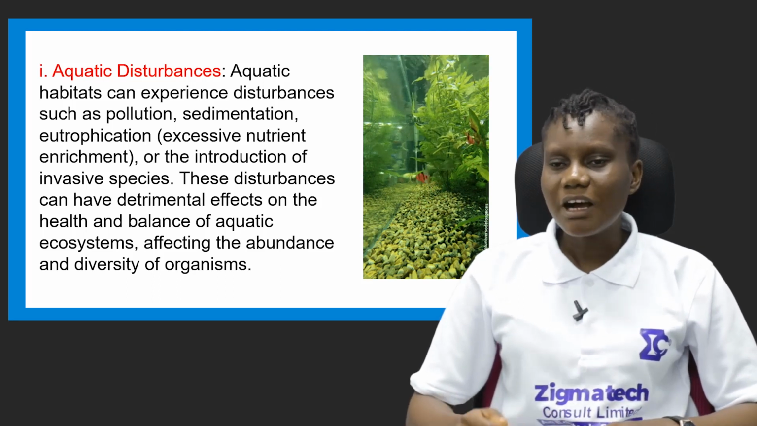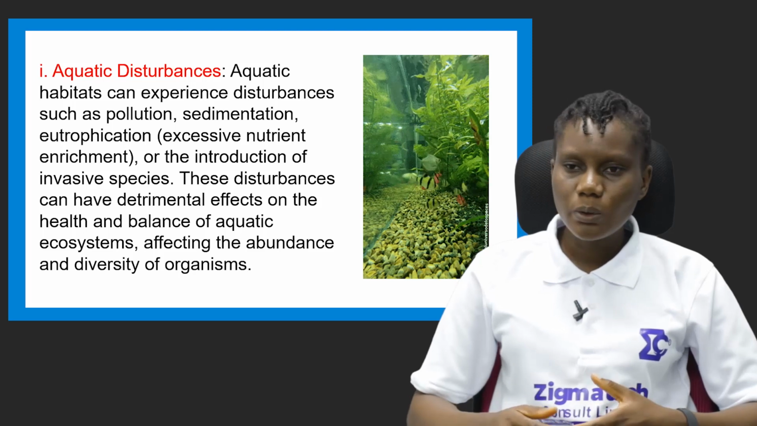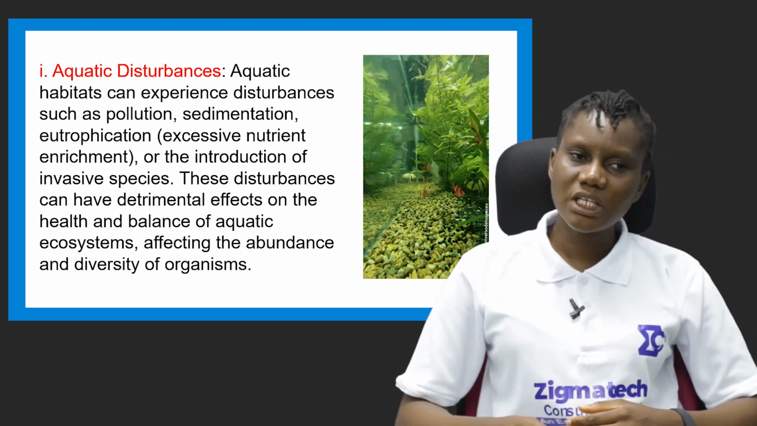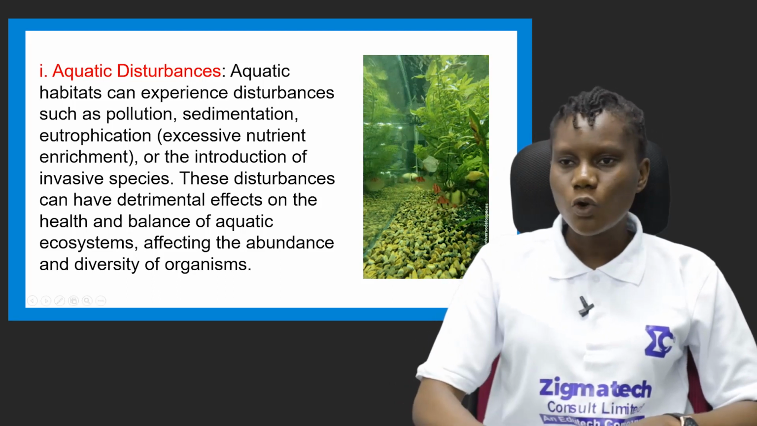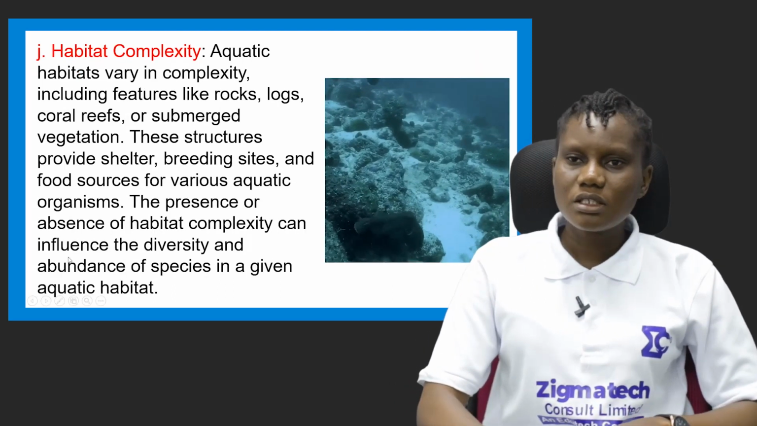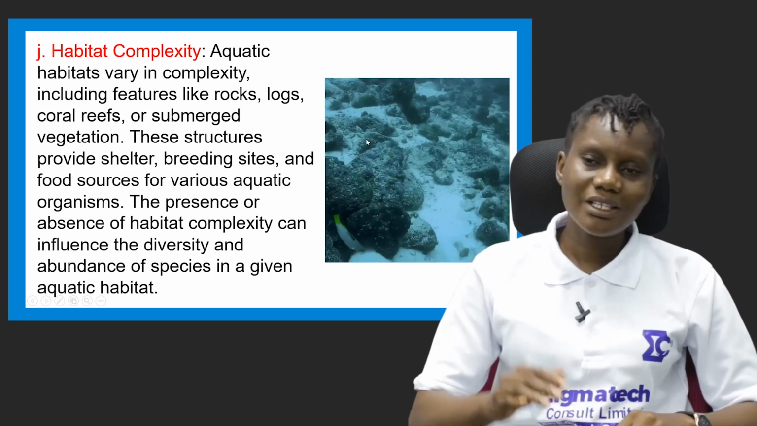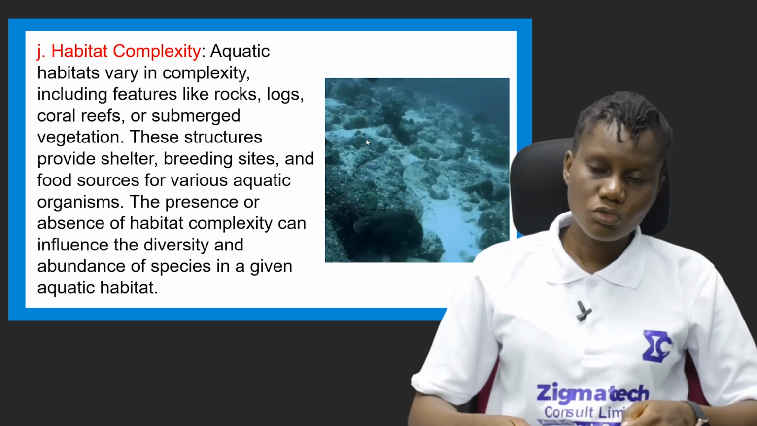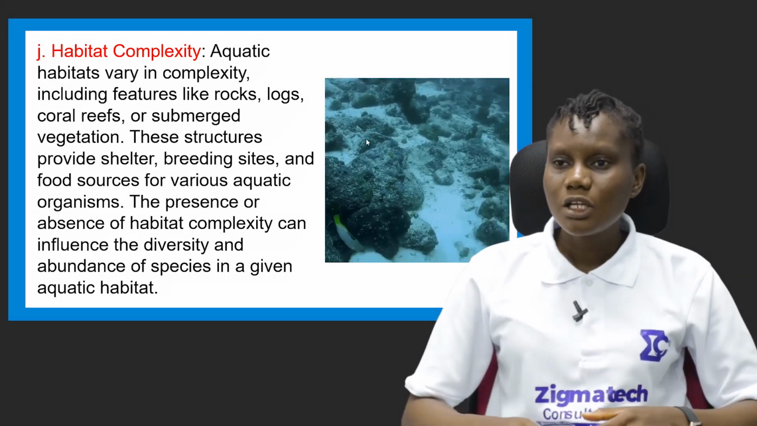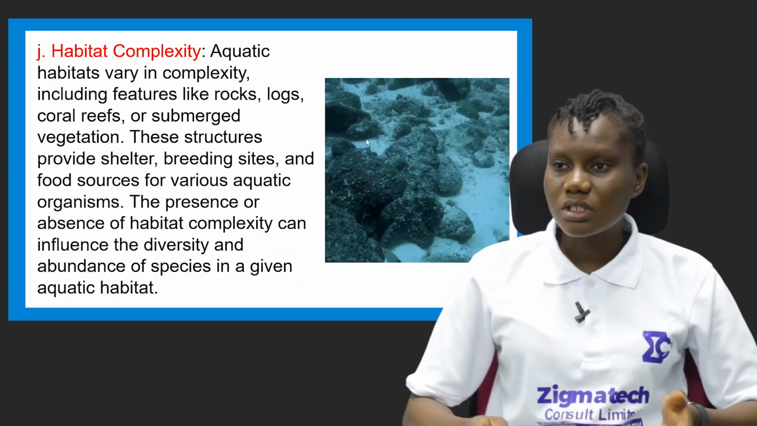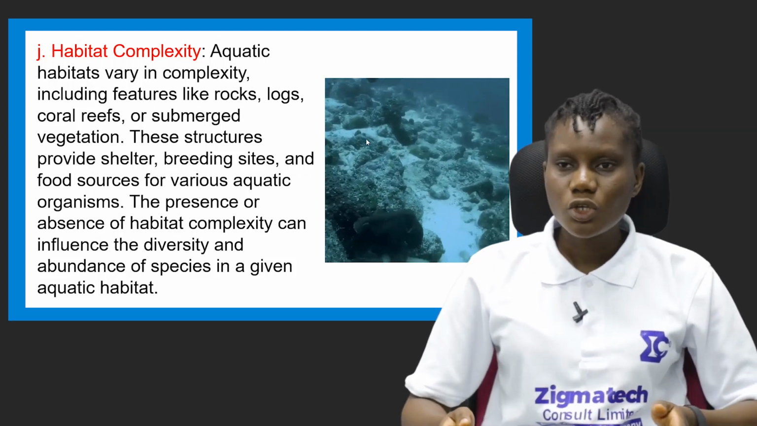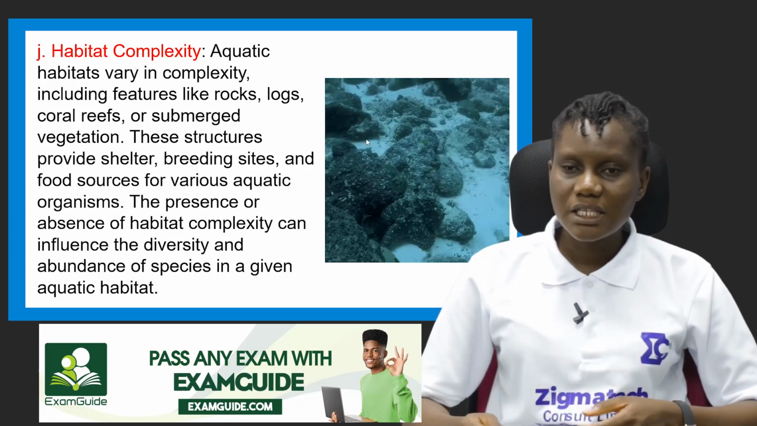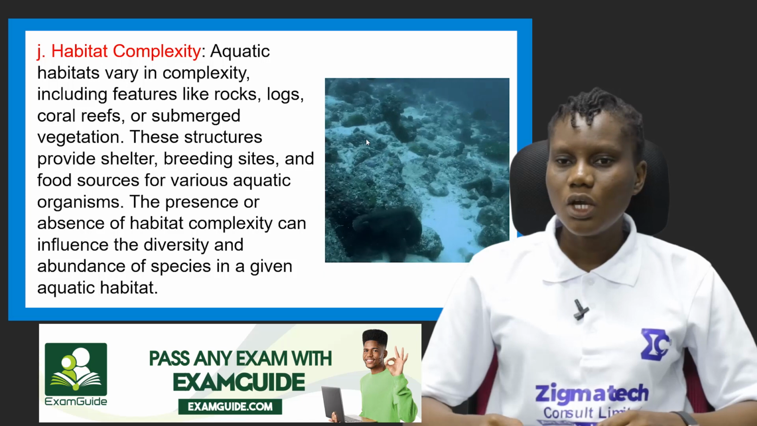These disturbances can have detrimental effects on the health and balance of aquatic ecosystems, affecting the abundance and diversity of organisms. And the next is habitat complexity. Aquatic habitats vary in complexities, including features like rocks. Yes, rocks. You find rocks in some waters, logs, there are some woods inside of there, coral reefs, or submerged vegetation. These structures provide shelter, breeding sites, and food sources for various aquatic organisms.